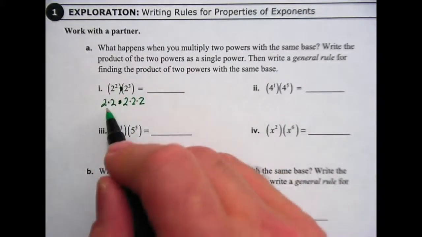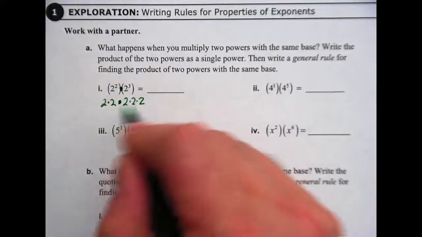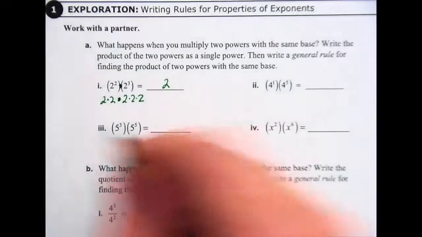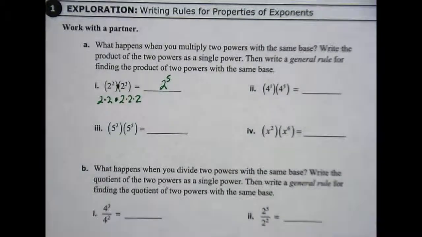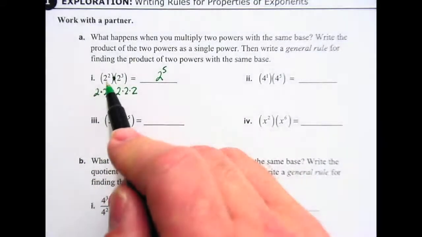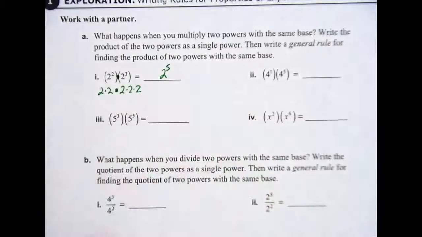So 2 to the 2nd, or 2 squared, times 2 to the 3rd, or 2 cubed, is 2 to the how many? Yeah, it's 2 to the 5th. We have 5 of them. Okay? So using that general rule, the quick way to do that, tell your neighbor what the quick way of finding 2 to the 5th is versus writing it out in expanded form. What appears to be the quick way?